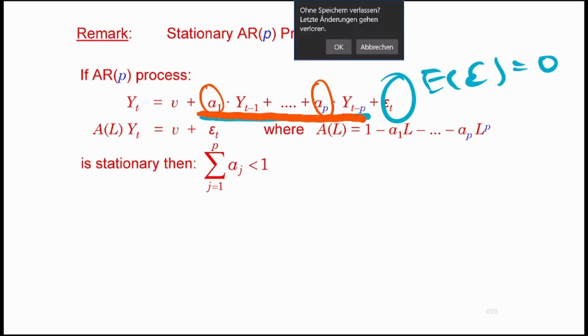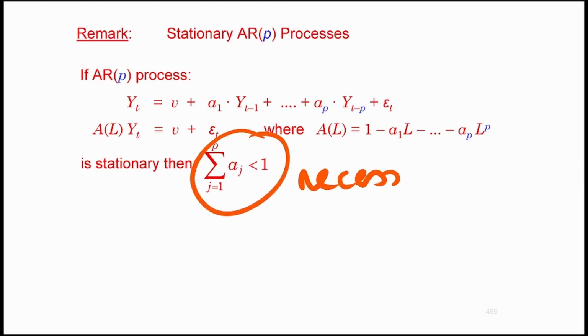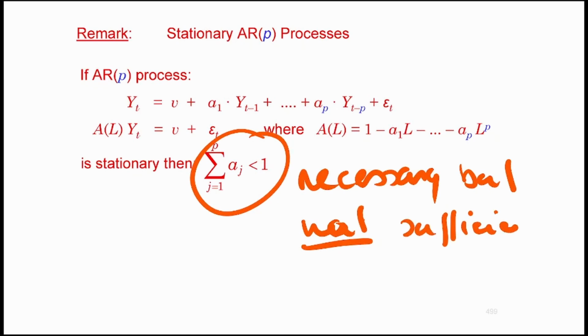All right, guys. But keep in mind this is necessary, but not sufficient for stationarity. This is important. So if the sum of the coefficients is less than 1, there is still the possibility that the process is not stationary. Understand what I'm saying? It's very important. But if it's greater than 1, then the process cannot be stationary.